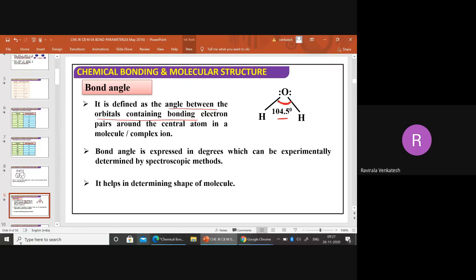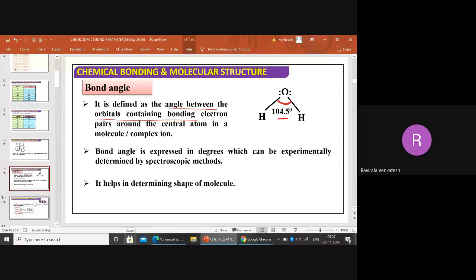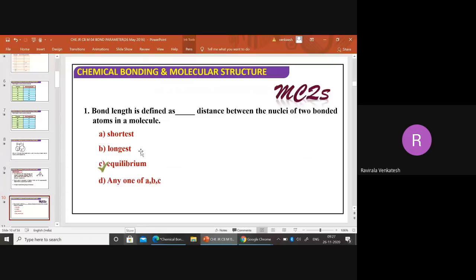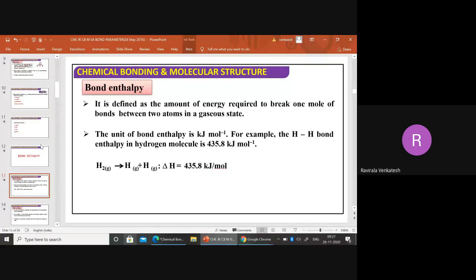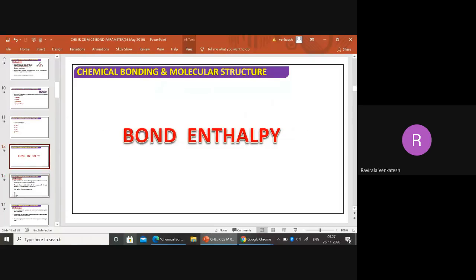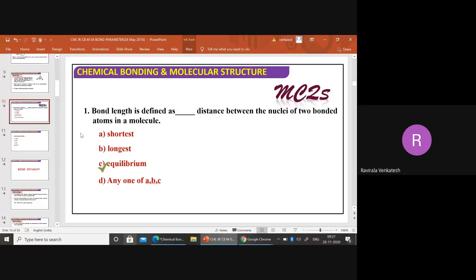Now, what is the use of this one? We can easily predict the shape of the molecule. Let me see this in the valence shell electron pair repulsion theory. These are some questions. Right. Next, bond. Can you give the answer for this one?